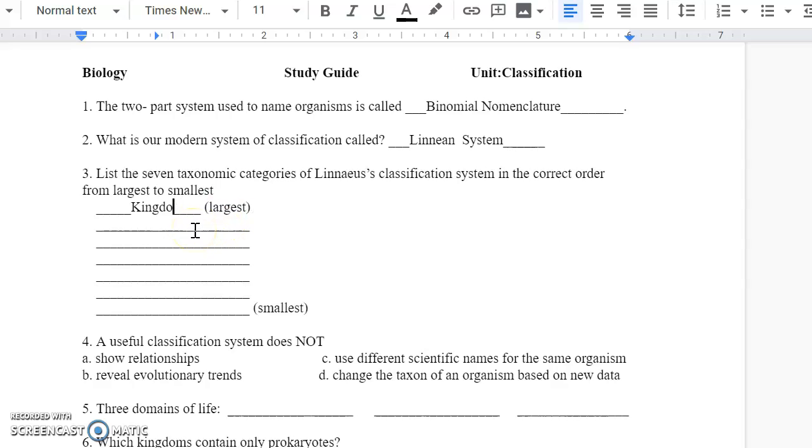Phylum. Class. Order. Family. Genus. And species. And remember, we start out really, really broad.